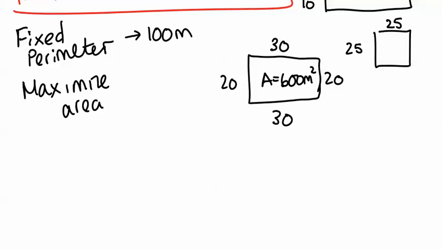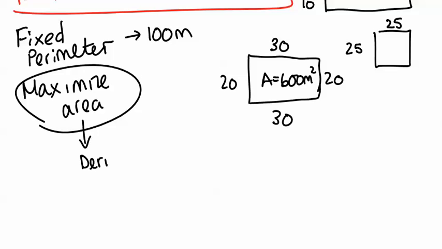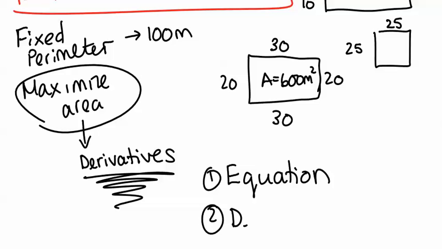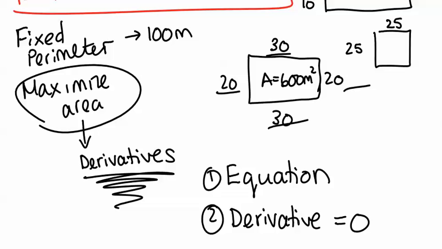So we're about to investigate this in class, but if you remember max and mins, we know that the derivative can give us max and mins on a graph. So we're going to be using that. So you want to first try to set up an equation. Then try to find the derivative, set it equal to 0, and solve it, and it will give you the dimensions.